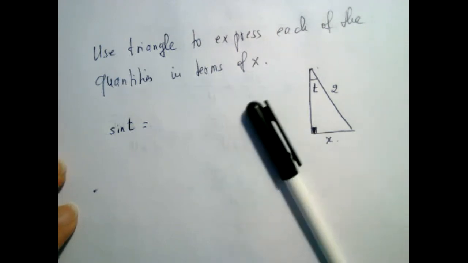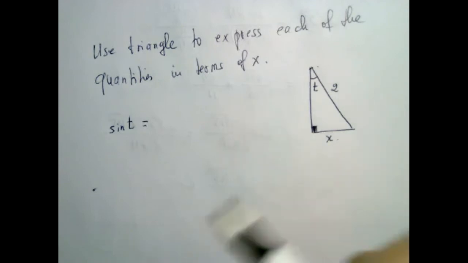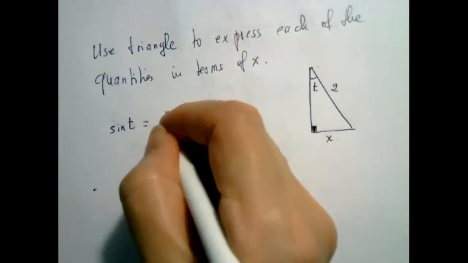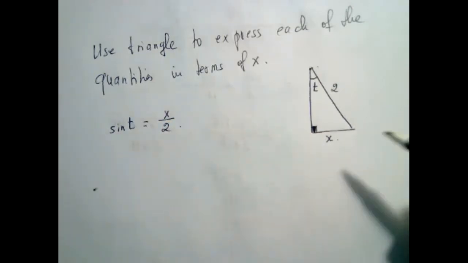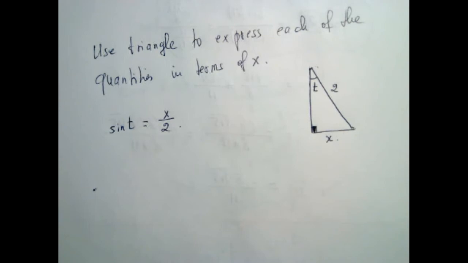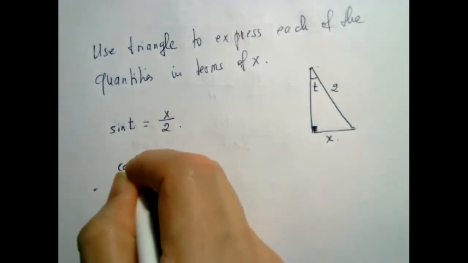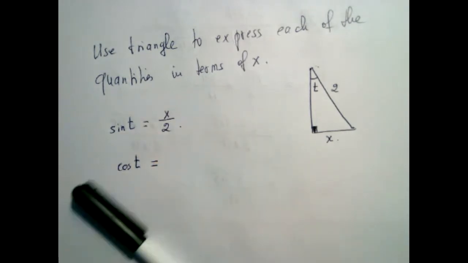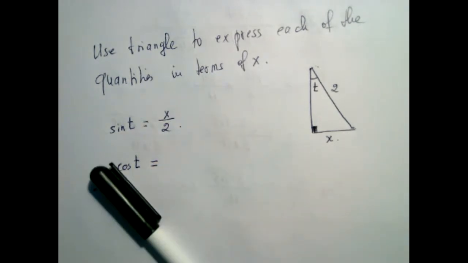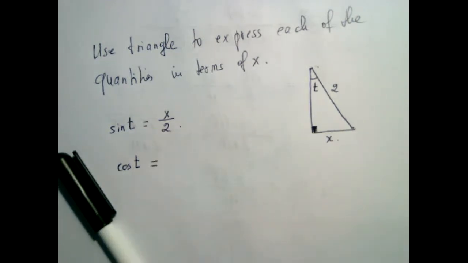Are you guys with me? Okay. It would be x over 2. That's the idea. It's the opposite over the hypotenuse. That's really what I want. Now, what's the cosine of t? I'll give you a minute to figure it out, and then one of you will have to answer me. Now you guys give me the cosine of t.